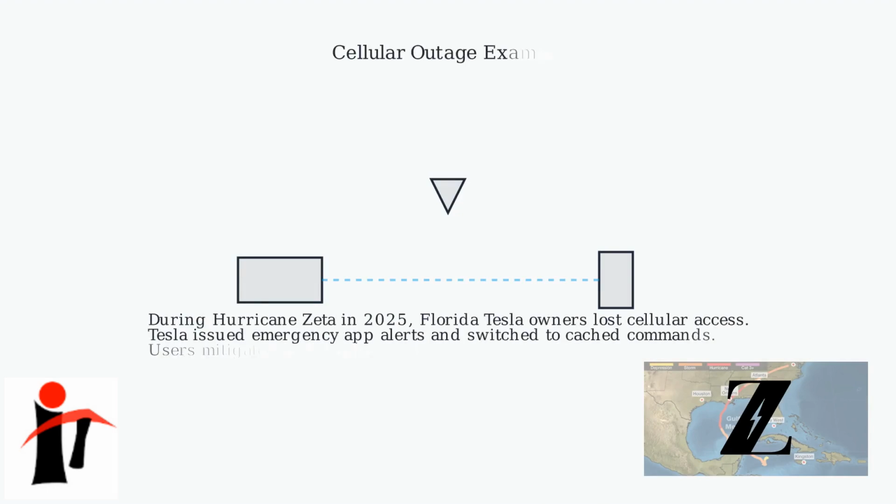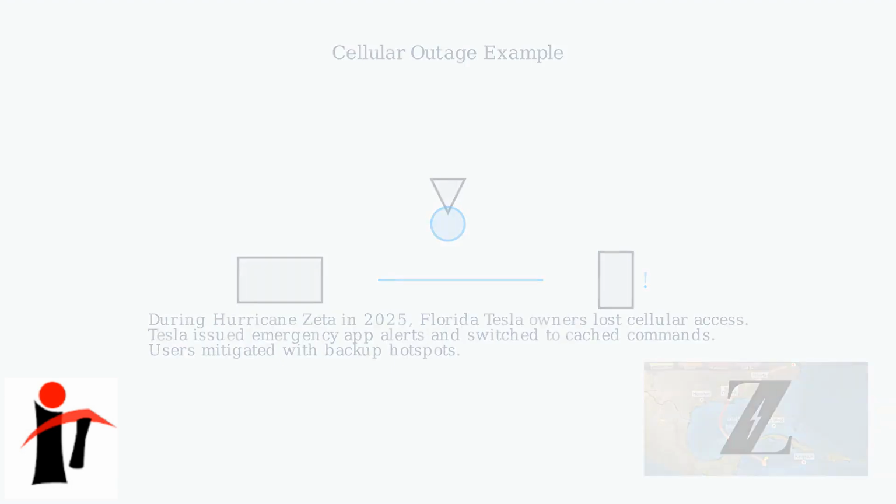During the cellular outage caused by Hurricane Zeta in October 2025, multiple Tesla owners in Florida lost cellular connectivity due to storm-related network disruptions. Tesla responded by issuing emergency app alerts and automatically switching to cached commands for basic functions. Owners further mitigated the impact by using backup Wi-Fi hotspots to maintain app connectivity during the outage.